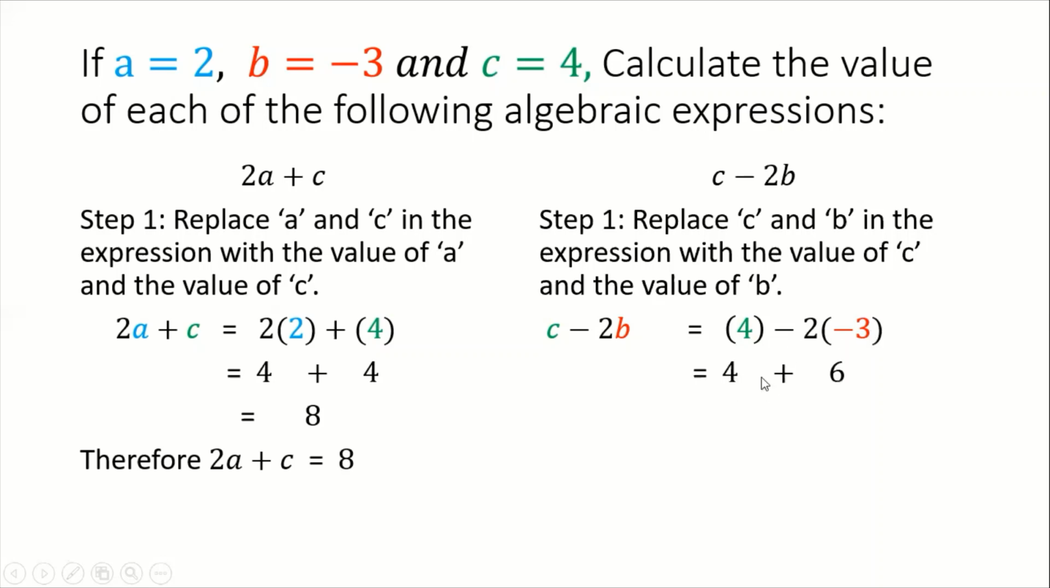So in the next line, you will have 4, and note that -2 times a -3 is going to give you a positive 6. So you will end up with 4 plus 6. Then you can simplify some more. So 4 plus 6 is 10. Then you write your summative sentence to say, therefore, C minus 2B is equal to 10. And you are finished there. Let's look at some more examples.